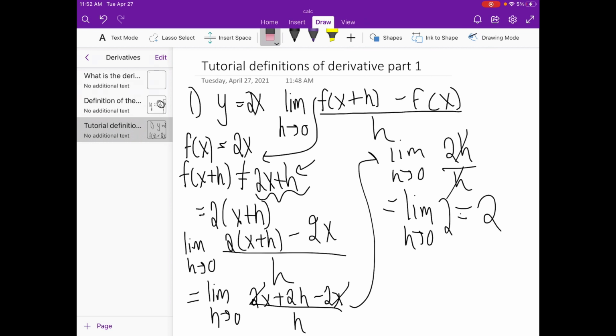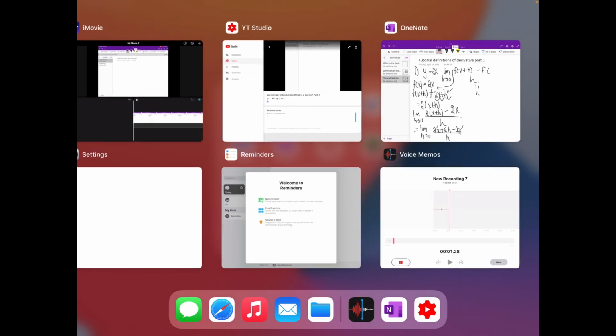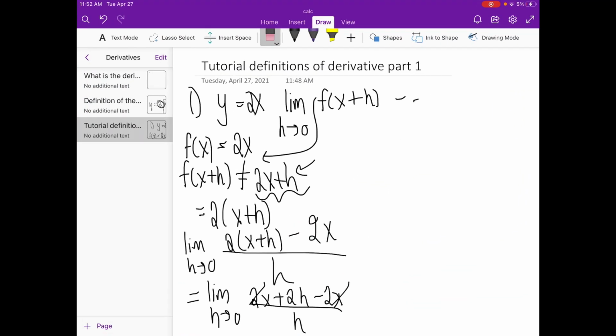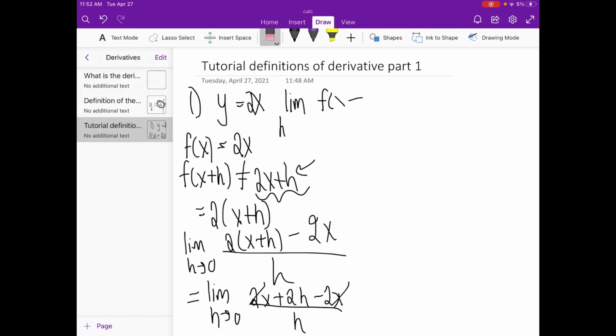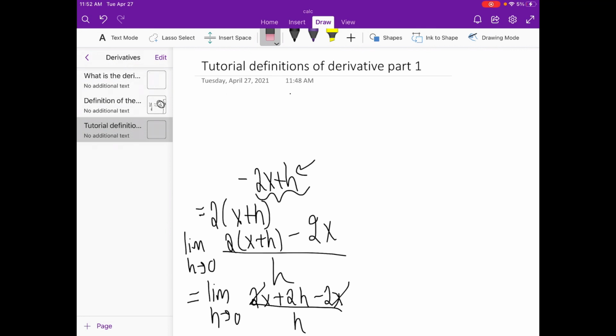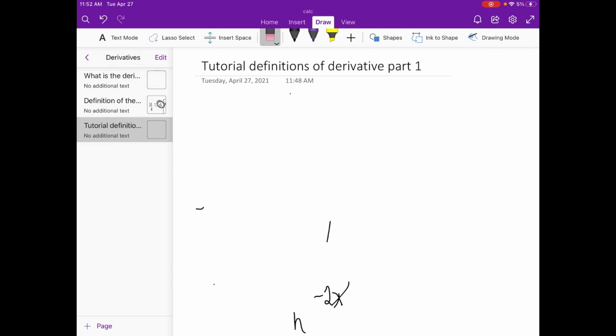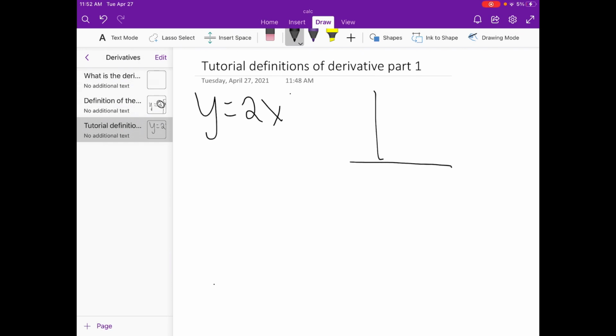Super easy. Not that hard. We'll do a harder example. But yeah, maybe we can illustrate the meaning of what we just did. I'll elaborate a little bit on that with a drawing. So let's do a sketch. Our function was y is equal to 2x. Sketching that, we have some line through the origin.